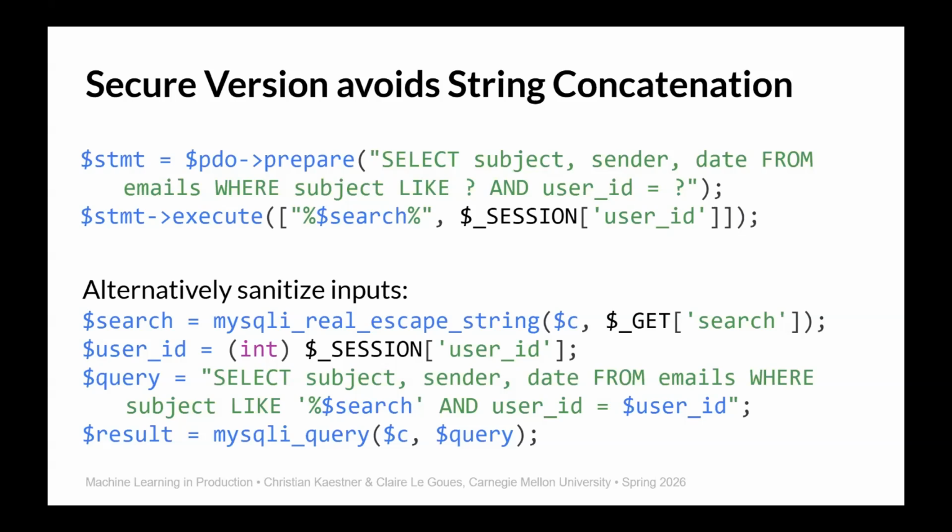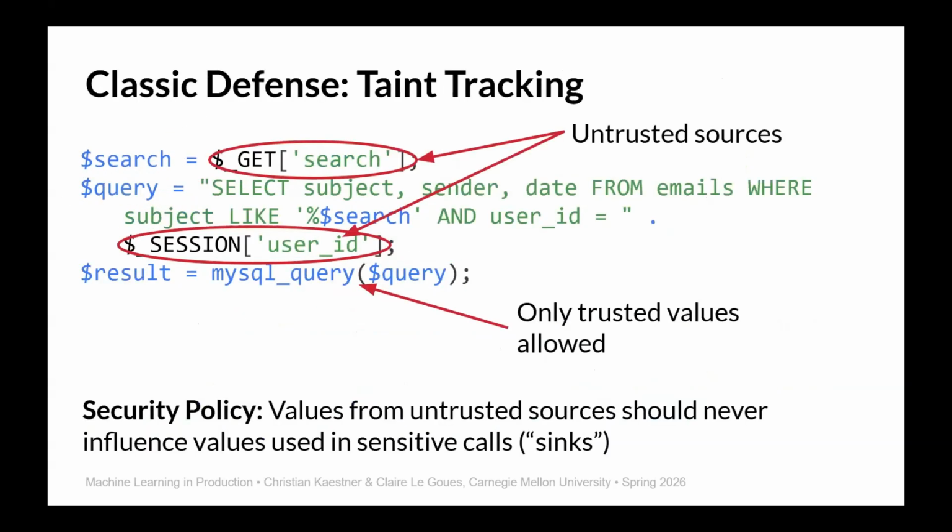If you've taken a security class, you may have seen taint tracking, some static analysis. There was a huge amount of research to figure out, is code written in a secure form that you can never have an SQL injection attack? In a nutshell, how this works is that you have untrusted sources and you have sensitive things. You don't want values from untrusted sources to flow into sensitive things.